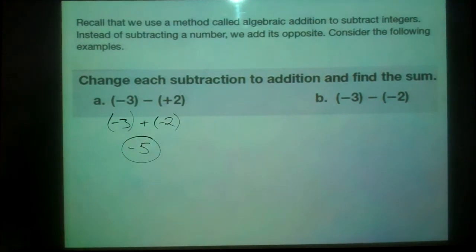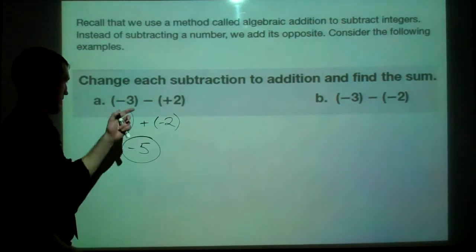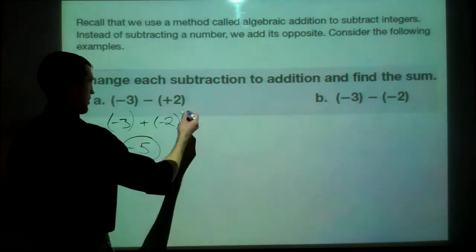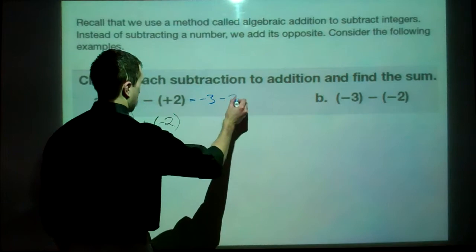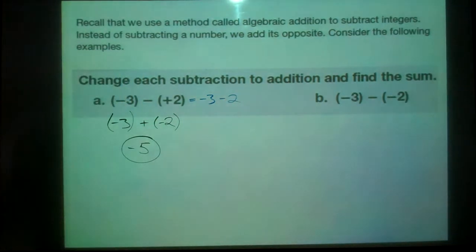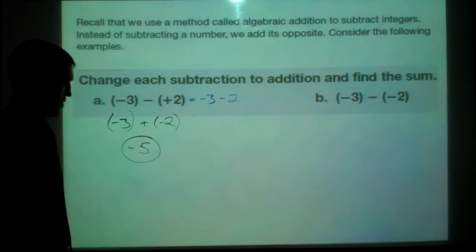Another way that this could be written, and in high school it might not always look like this, could also be written as -3 minus 2. Could look like that, and I'll show us that in a second here. That's one way we could write that.